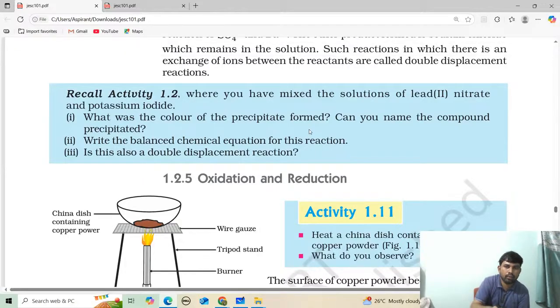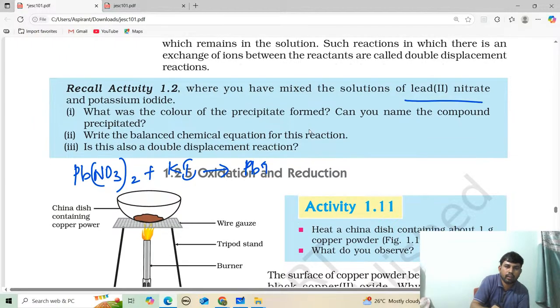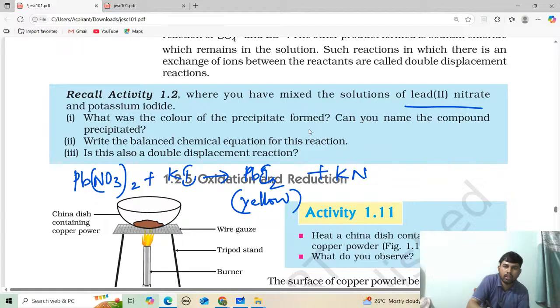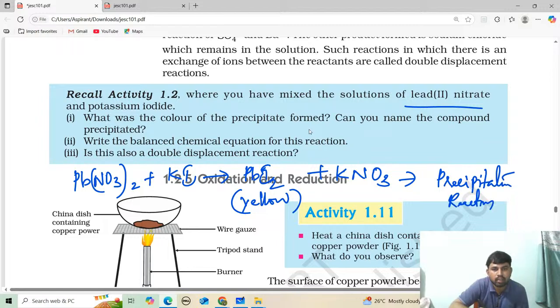Lead nitrate. What is the formula of lead nitrate, sir? So let me write here: Pb(NO3)2, taken twice. And potassium iodide, KI, gives rise to lead iodide, PbI2, which is a yellow-colored precipitate, plus we get potassium nitrate, and this kind of reaction is called a precipitation reaction. Okay, and next, write the balanced chemical equation for this reaction. This is a double displacement reaction only.